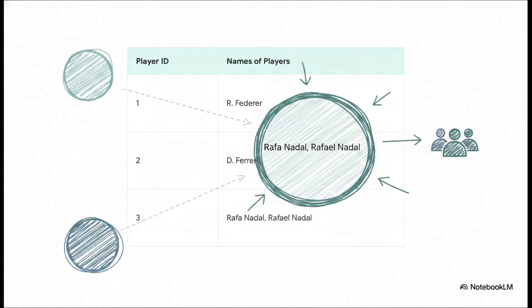The third core operator is clustering. Clustering takes a set of items and mathematically groups them together based on similarity. Consider a messy tennis dataset. We've got various spellings and formatting of player names. A clustering operator looks at the pairwise similarities between all these records and intelligently groups Rafa Nadal and Rafael Nadal into a single entity cluster, while keeping them completely separate from guys like Federer and Ferrer. It's all about bringing the right pieces together automatically.